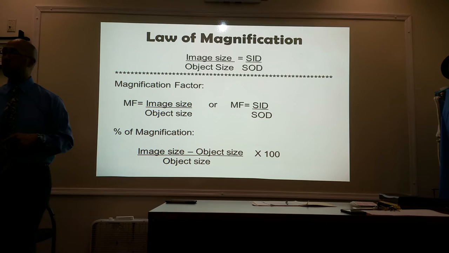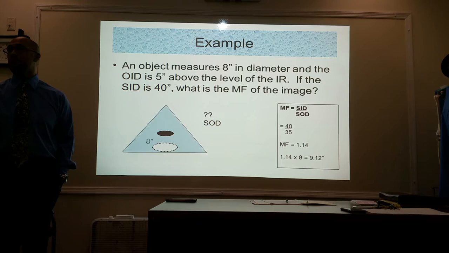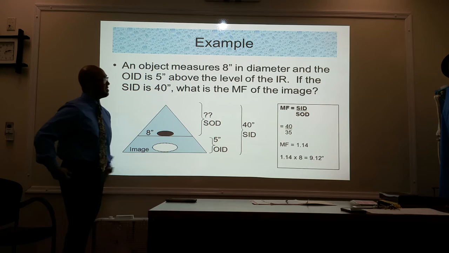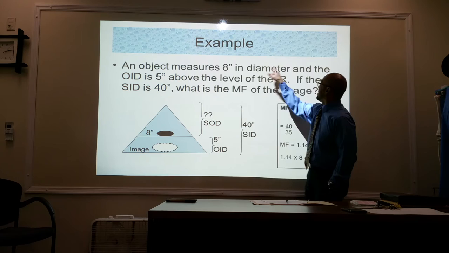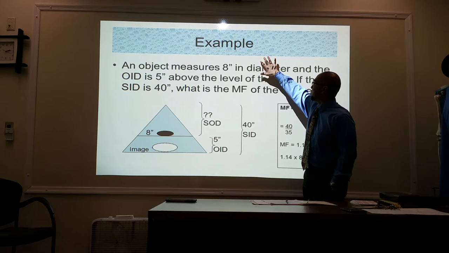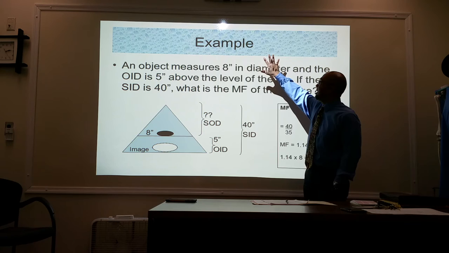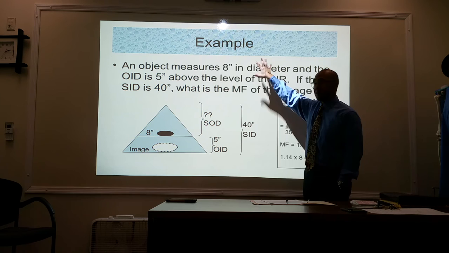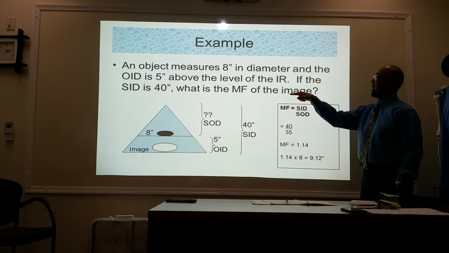So here's an example. An object measures 8 inches in diameter. Let's just say we're talking about my hand. The diameter of my hand is 8 inches, and the OID, the distance from my hand to the image receptor, is going to be 5 inches, which means my hand is 5 inches away from the image receptor. See how the shadow of my hand is already getting larger? We need to determine what the projected image size is going to be. The projected image size is the shadow of my hand. It's 5 inches above the image receptor, and the SID is 40 inches.